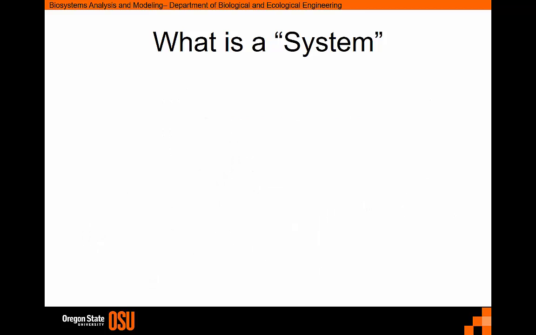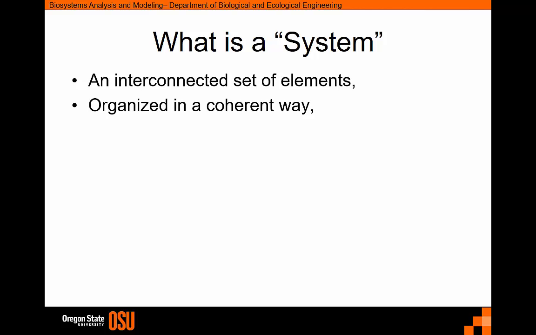For the next portion of this course, we will be exploring systems through the lens of mathematical modeling. So, let's define a system. A system is defined as an interconnected set of elements, organized in a coherent way, that achieves some function or purpose.